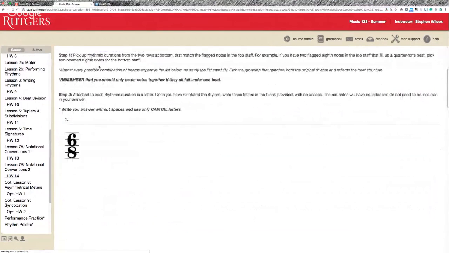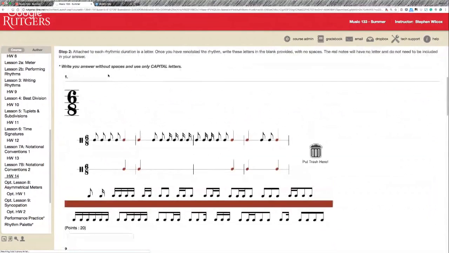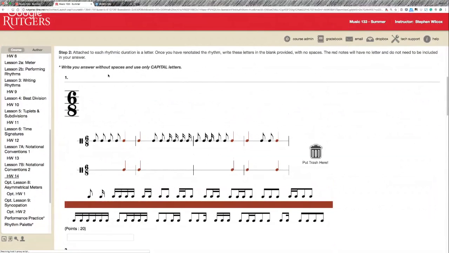Now, remember, we were talking about beams a little earlier. Beams kind of make it clear where the beat is. So remember, in 6/8, we have 2 beats. And so we have 6 eighth notes in the bar, but those are going to be divided into 2 groups. So 2 groups of 3 eighth notes. So that's 1, 2, 3, 4, 5, 6. Now remember, with these reds, we don't want you to touch.